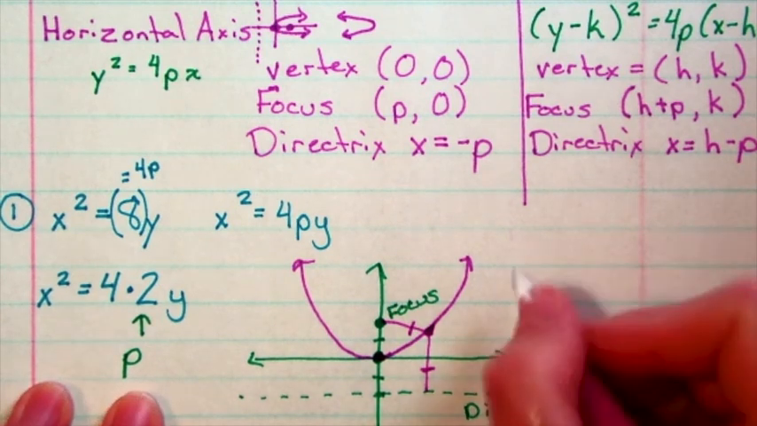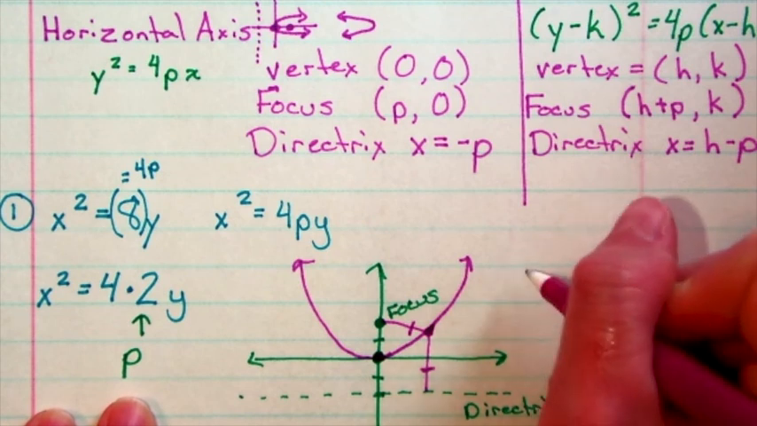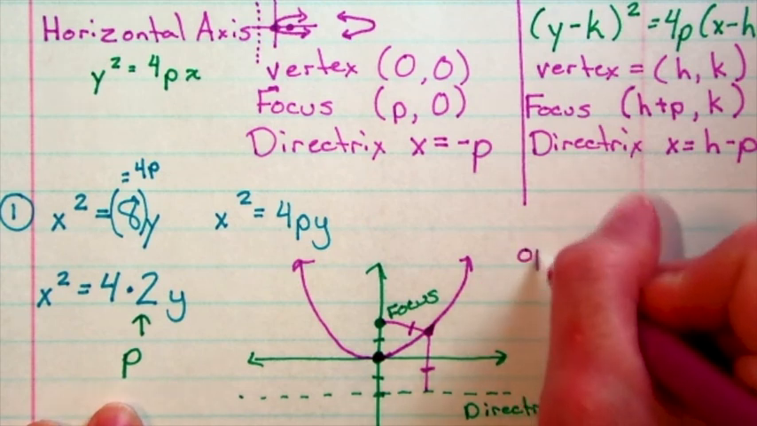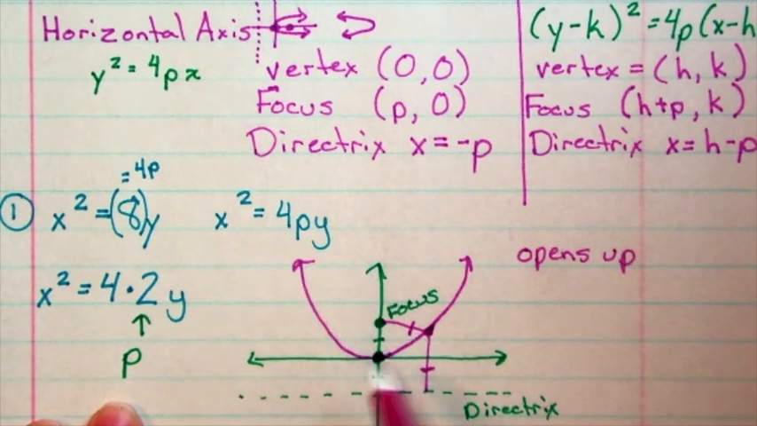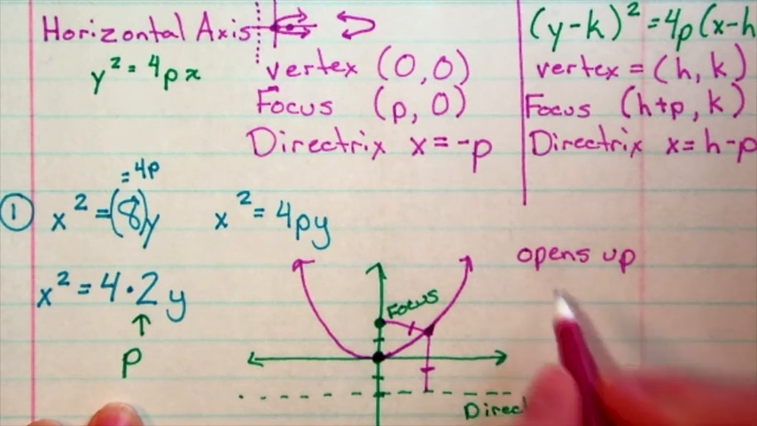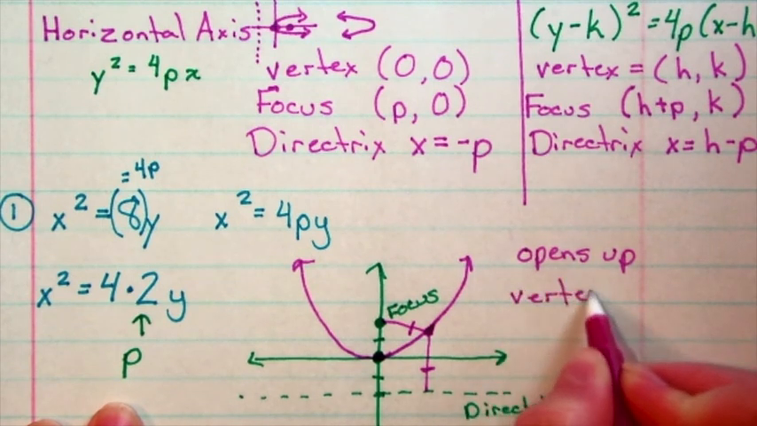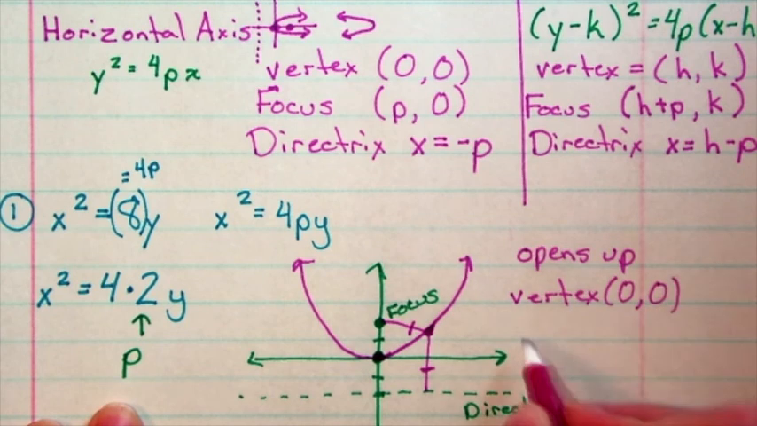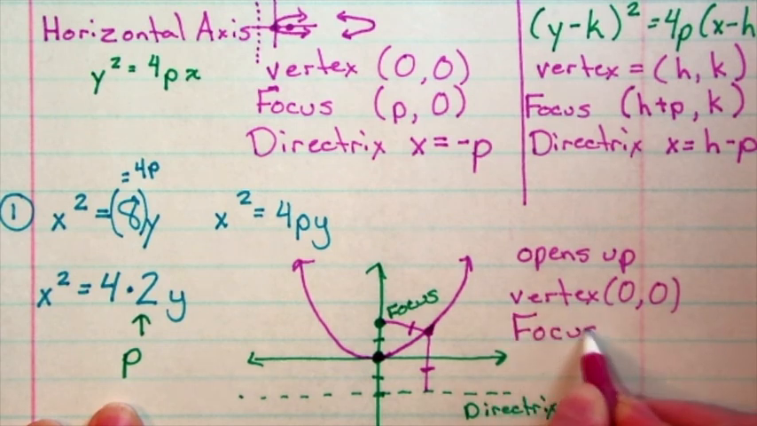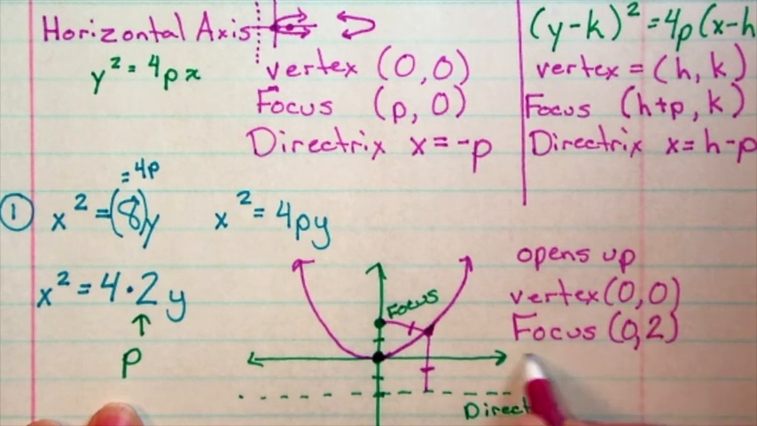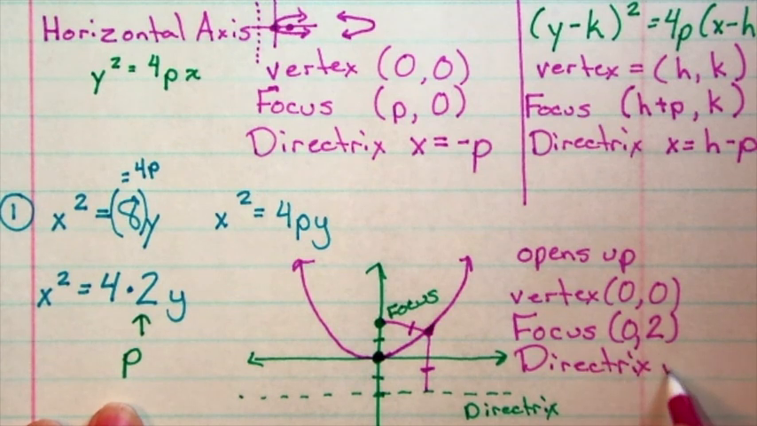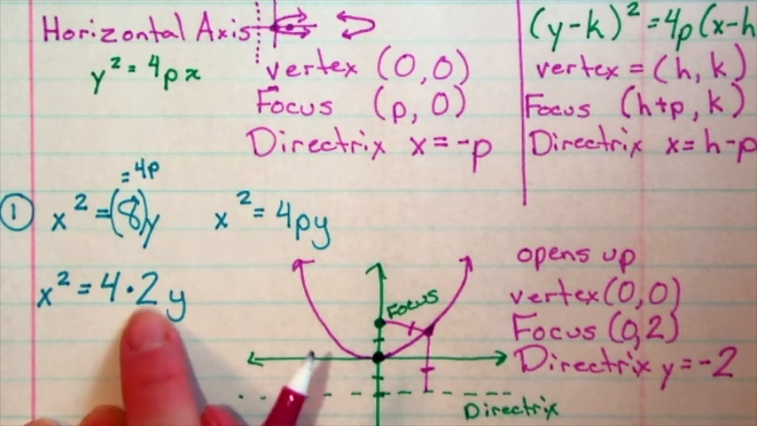So we could label this, we could say, we're going to summarize all of our information. This one opens up. So it's our regular old U shape. The vertex is at the origin. The focus is at 0, 2. And the directrix is at y equals -2. And these two values just came from the p that I got from my equation.